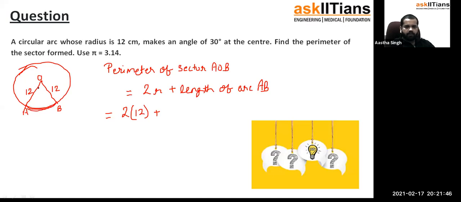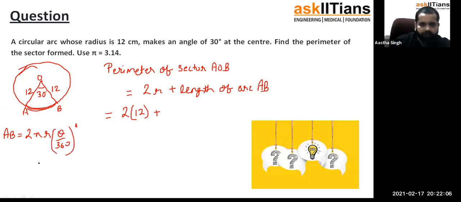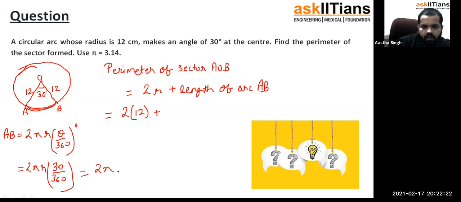Your angle is 30 degree, given. The length of AB will be equal to 2 pi r theta upon 360. Just put the value of theta, 30 degree. So it will become 2 pi, what is r? r is 12, and 30 by 360.